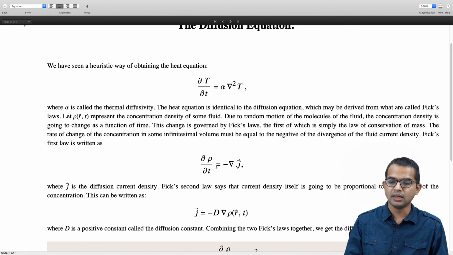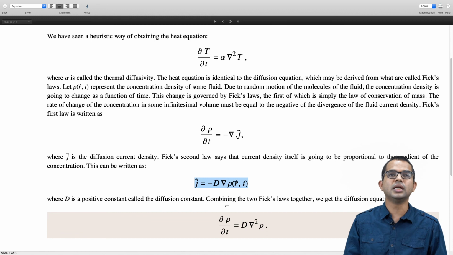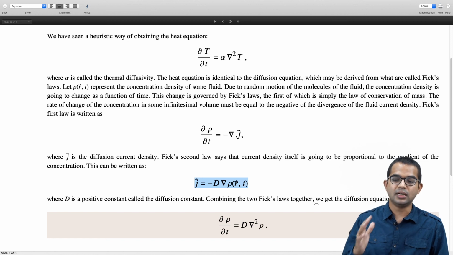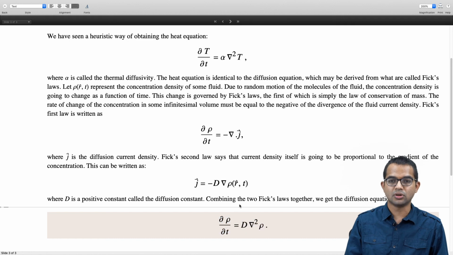If you combine these two Fick's laws, you plug in place of the current density J this minus D times gradient of rho. Together we immediately get the diffusion equation. That's ∂rho/∂t is equal to D times del squared rho, which is really the same as the heat equation that we saw from a heuristic point of view.